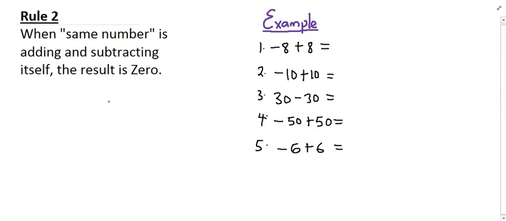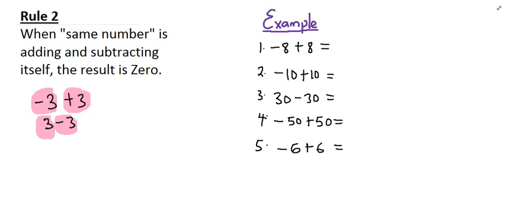Okay, this rule is the simplest rule. It says when the same number is added and subtracted from itself, the result is 0. Let's have something like 3 minus 3 plus 3. Hope you know minus 3 plus 3 is exactly the same thing as 3 minus 3. Just pay attention to this. This is positive, right? What do we have here? Positive. This is negative, right? What do we have here? Negative. So I just exchange the place of the numbers or the sign of the numbers. They are just the same thing.